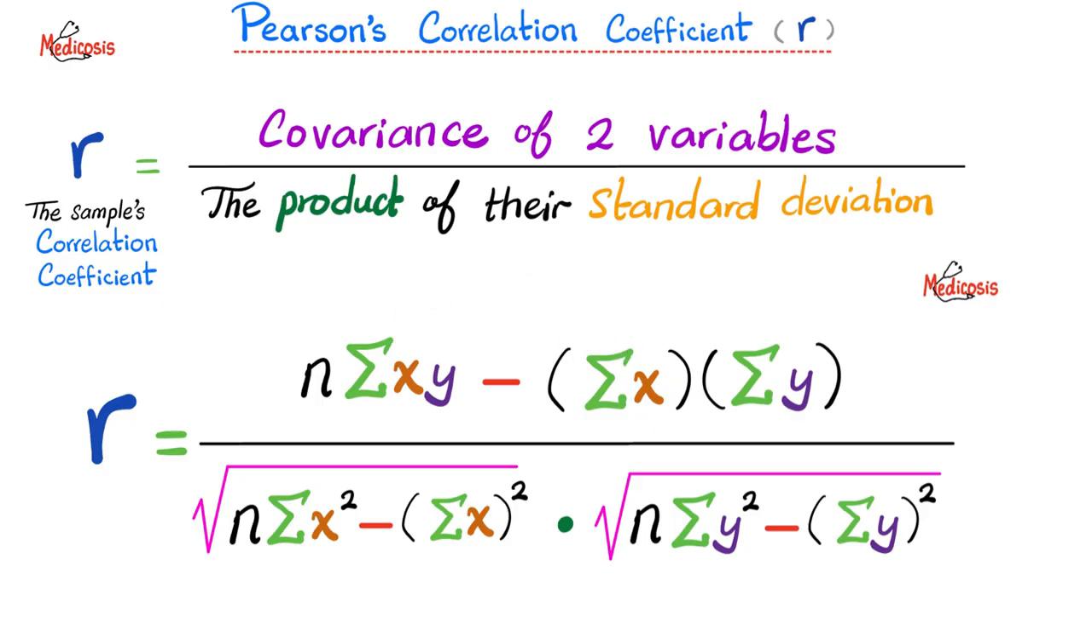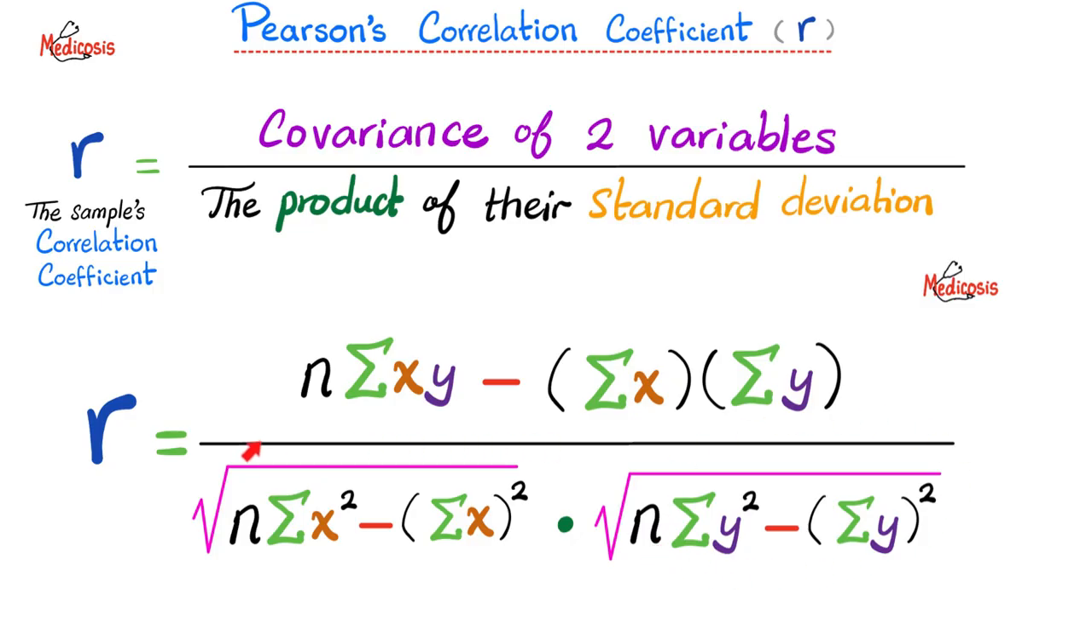Remember that all of statistics can be summarized as central tendency, right smack in the middle, and variation on the extremes, to the left and to the right. That's why we subtract. Next, the product of their standard deviations. This is the standard deviation of the x variable, and this is the standard deviation of the y variable. You multiply the standard deviation of the x variable by the standard deviation of the y variable.